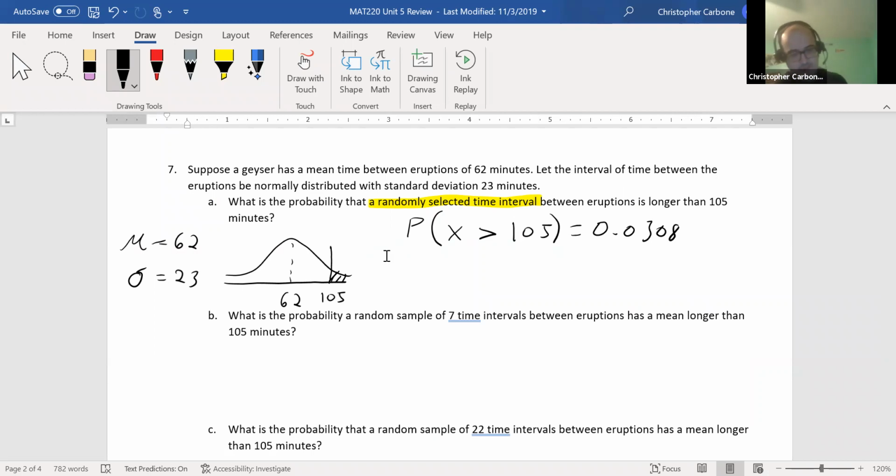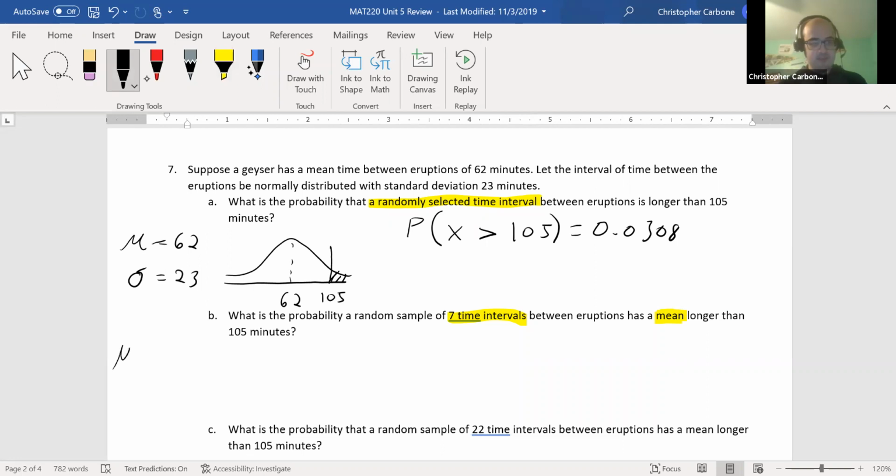Which makes sense for that. For part B, this is the probability that a random sample of 7 time intervals between eruptions has a mean longer than 105 minutes. So this one gives us a sample size of 7 of these time intervals. And notice how this makes note of the mean. Right, this one up here did not mention the mean at all.